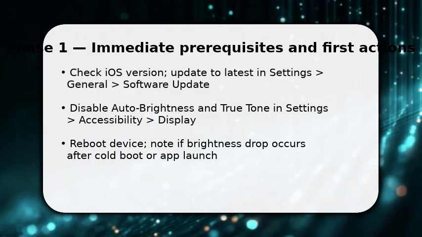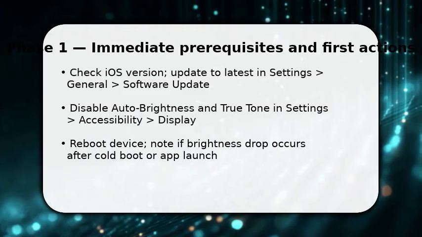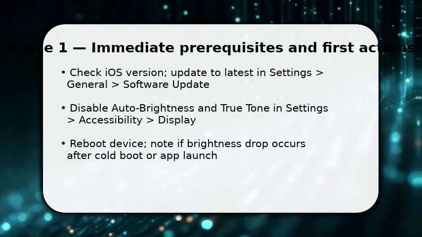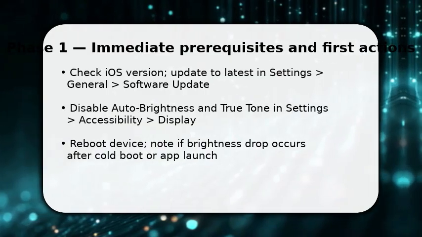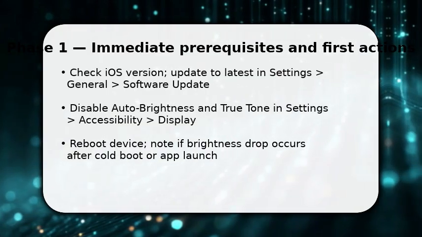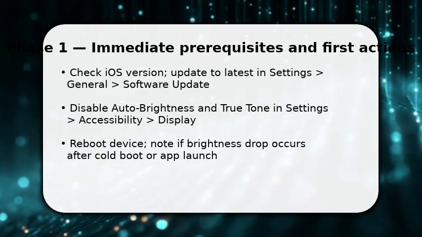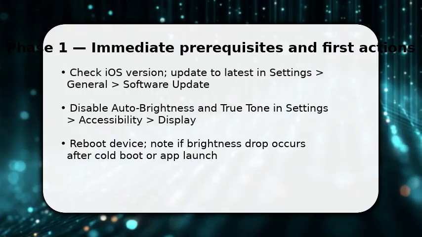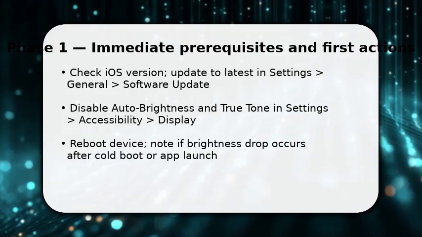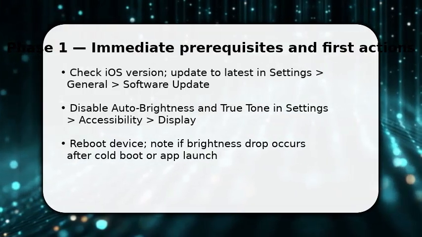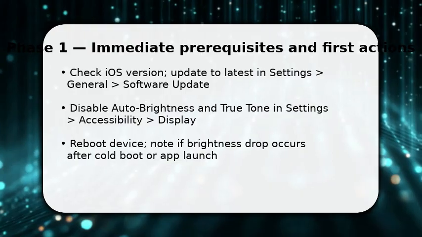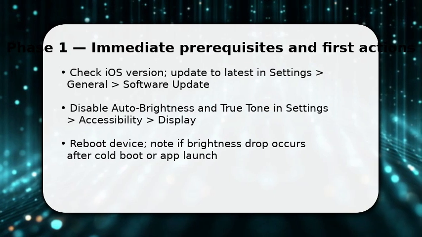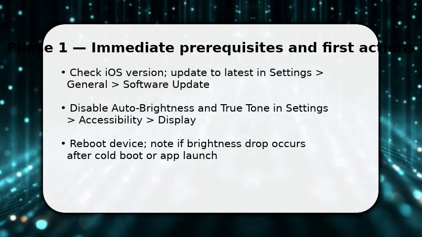Start now. Verify iOS is current because software bugs often change brightness behavior. Next, turn off auto brightness and true tone so you can test manual control. This isolates adaptive features. Reboot the iPhone to clear transient driver states, then immediately test the screen at multiple brightness levels. Pay attention to whether the drop happens after an app opens, during calls, or when the ambient sensor is covered. This will tell you if it's software, sensor, or hardware related.